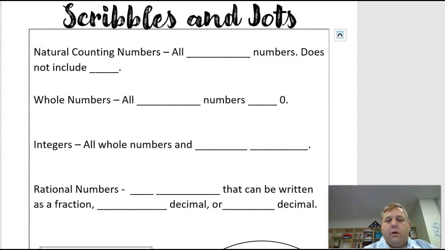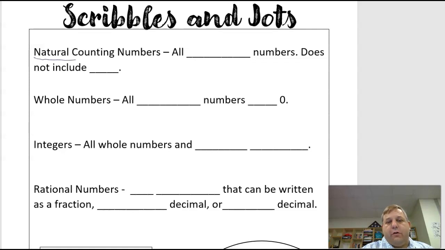Good morning. We are talking about classifying numbers. This is the first Scribbles and Jots for Unit 2. And classifying just means that we are putting numbers in different types of categories or groups. Okay? So there are several groups that we're going to talk about today.